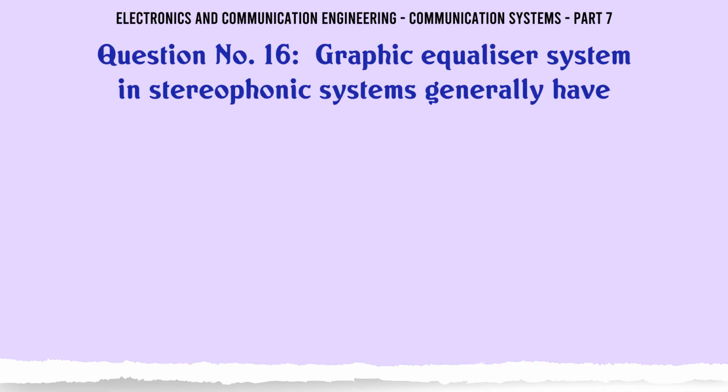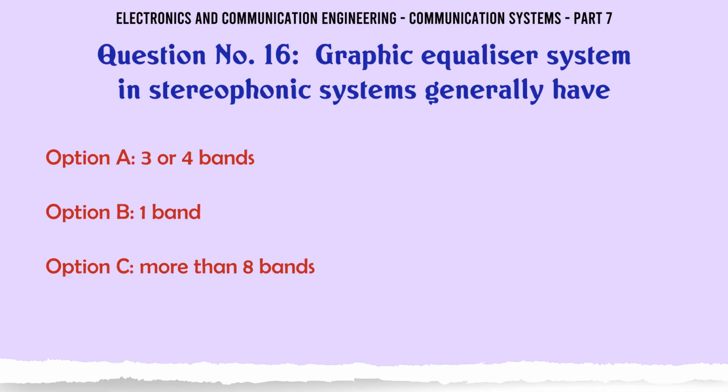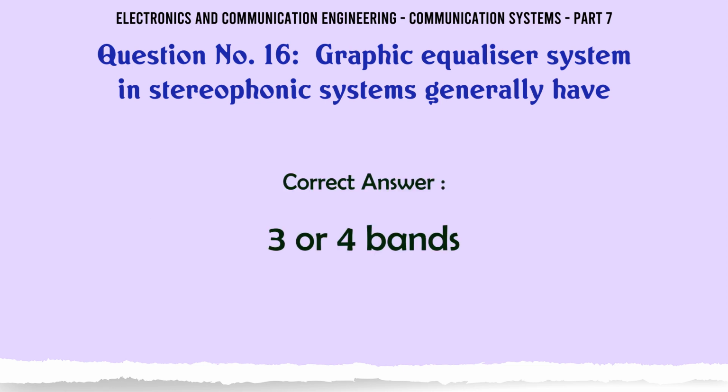Graphic equalizer system in stereophonic systems generally have A, 3 or 4 bands, B, 1 band, C, more than 8 bands, D, large number of bands. The correct answer is 3 or 4 bands.